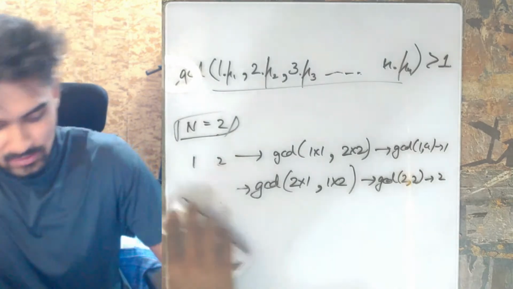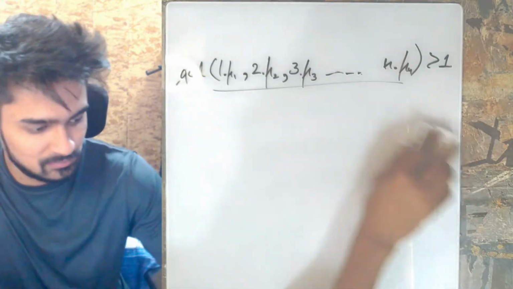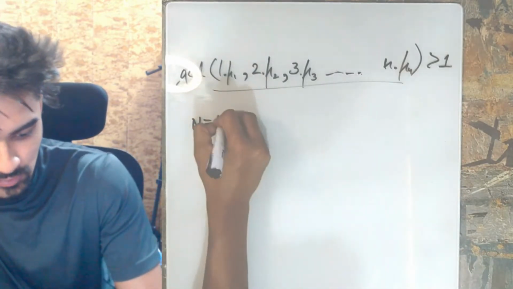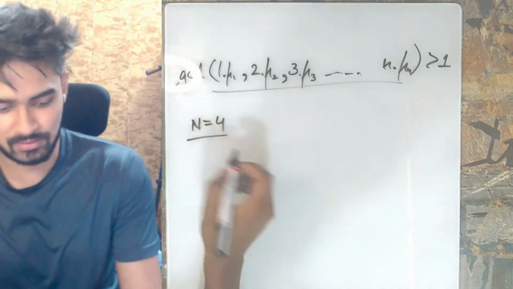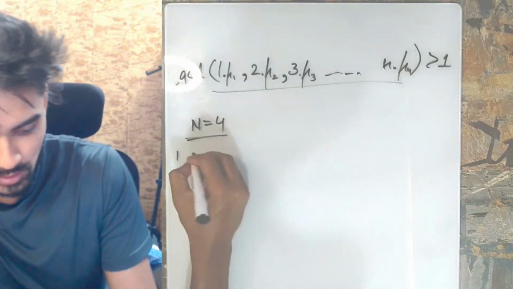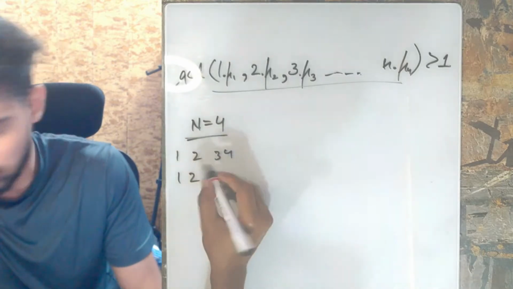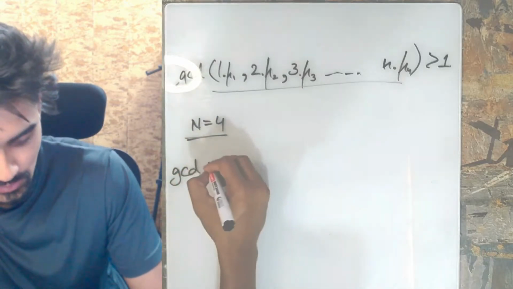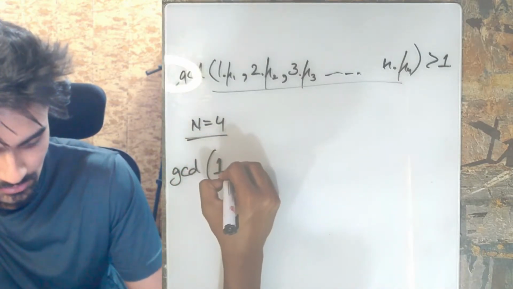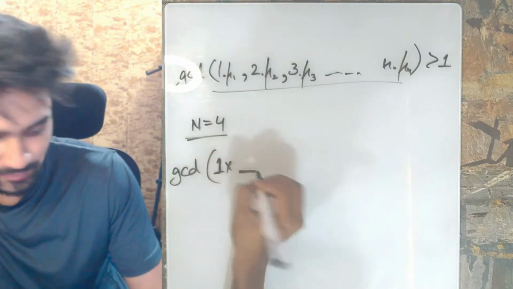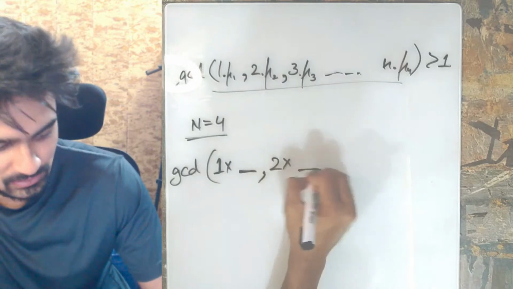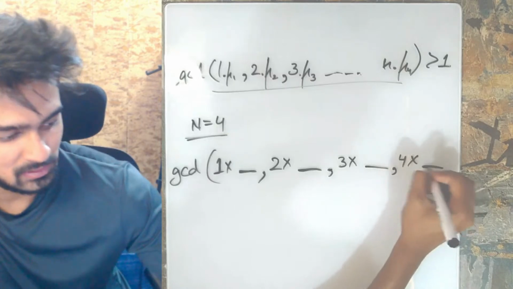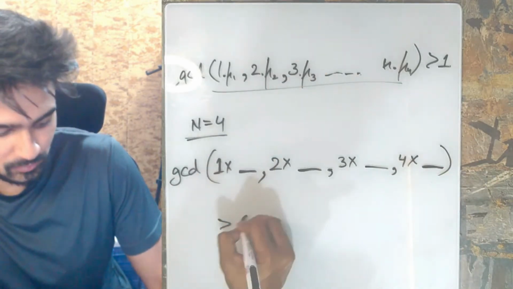Now let's take n equal to 4. Let's see how many permutations we have. We have 1 2 3 4, we have 1 2 4 3, but instead of doing this, what we have to do is take the GCD of 1 times the very first value, 2 times the second value, 3 times the third value, and 4 times the fourth value. We want this GCD to be greater than 1.